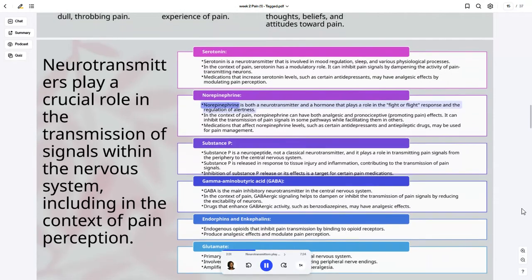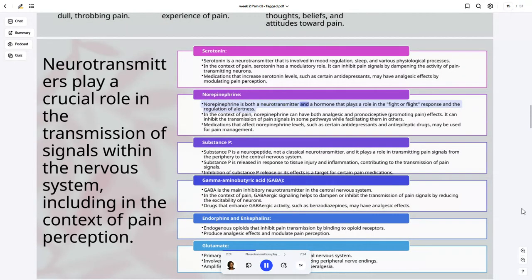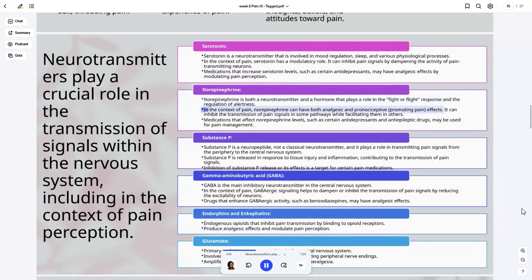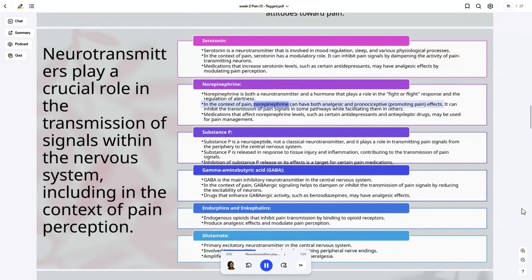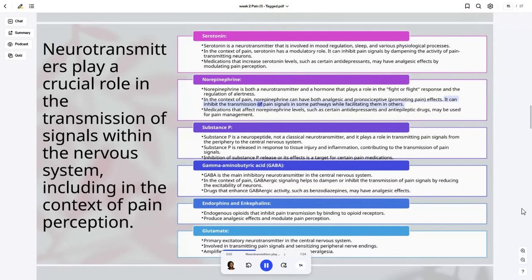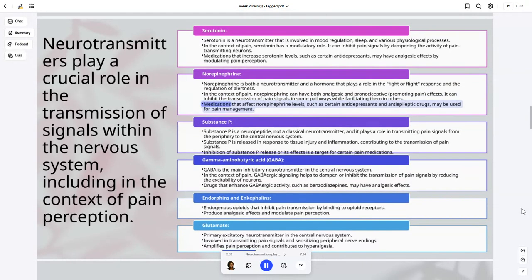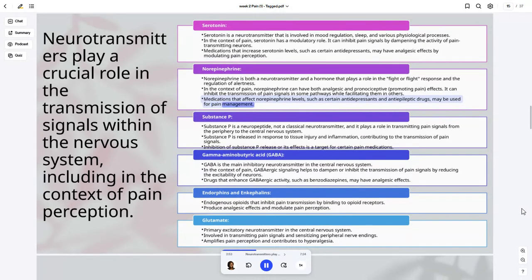Norepinephrine. Norepinephrine is both a neurotransmitter and a hormone that plays a role in the fight or flight response and the regulation of alertness. In the context of pain, norepinephrine can have both analgesic and pronociceptive, pain-promoting effects. It can inhibit the transmission of pain signals in some pathways while facilitating them in others. Medications that affect norepinephrine levels, such as certain antidepressants and antiepileptic drugs, may be used for pain management.